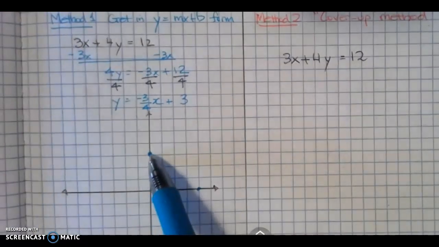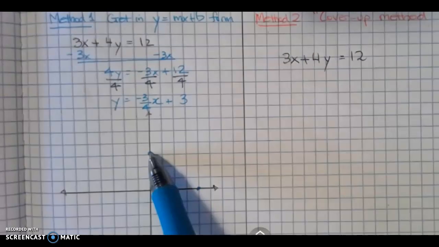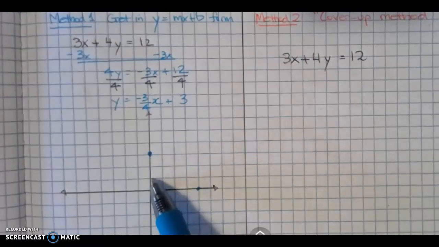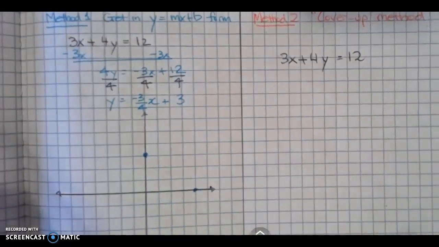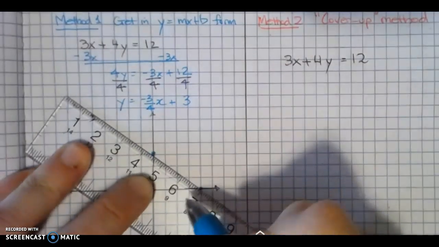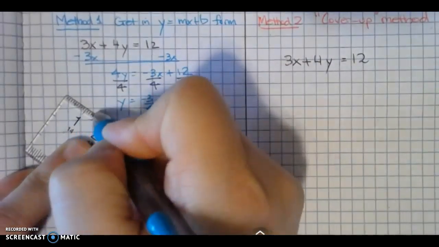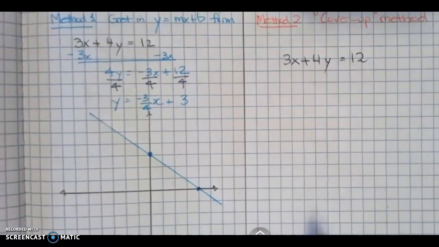Okay, so where we left off, we found our y-intercept of 3, and then counted down 3 because of the negative 3 here, and to the right by 4 because of the 4 here. Then put another point here, and then draw a line, and that's our line.